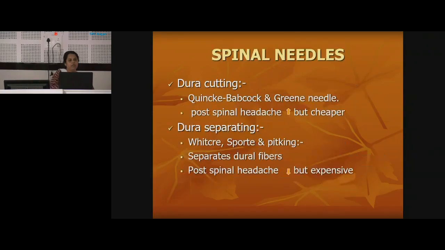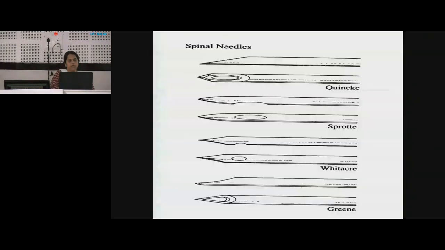And we usually do spinal anesthesia with spinal needles. There are 2 types of spinal needles, dura cutting and dura separating. The most famous dura cutting needle is the Quincke, and with dura cutting needles, the chances of post-dural puncture headache are more.